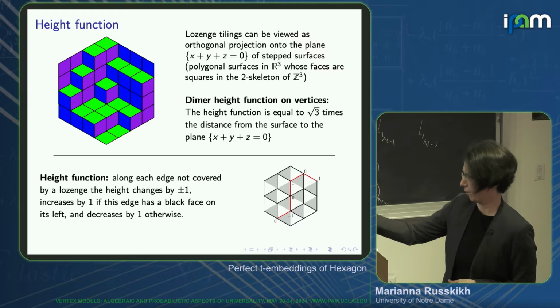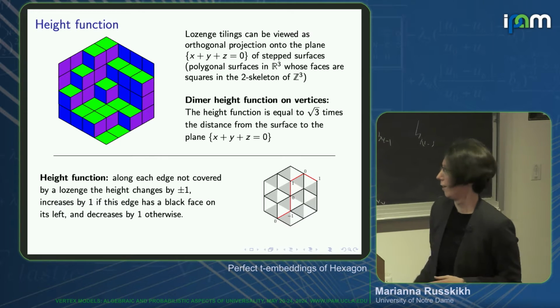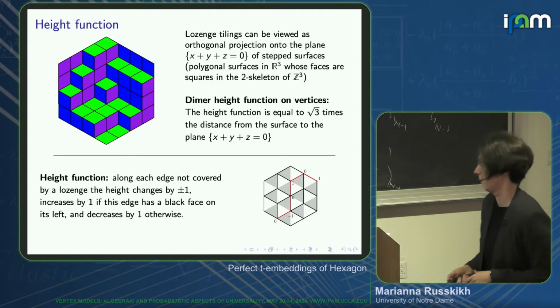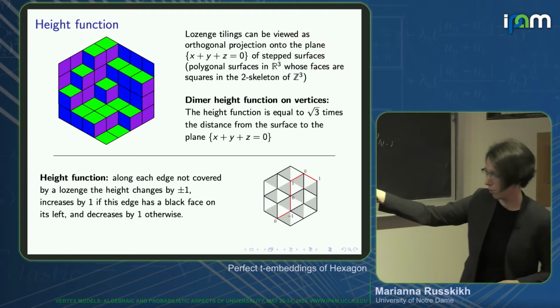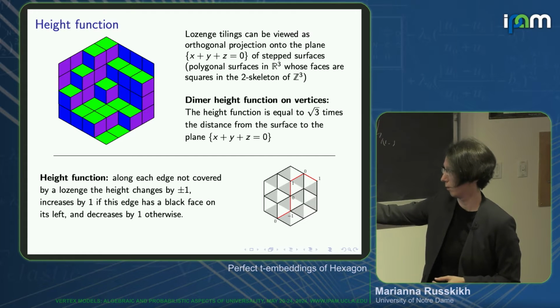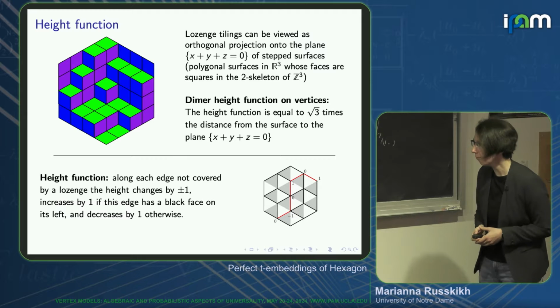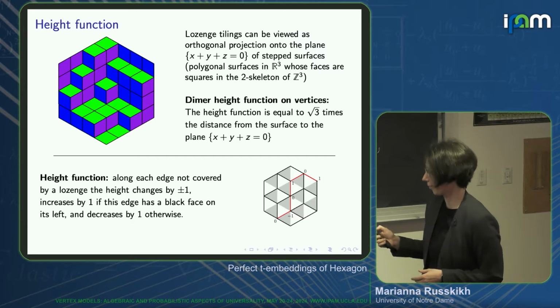Here is another way to define the height function in case you don't see the 3D picture on this one. You can forget about that. Take a chessboard coloring on the triangular lattice, and we can define the height function, which follows some rules when you go along each edge, depending on the color on the sides of this edge. All right.